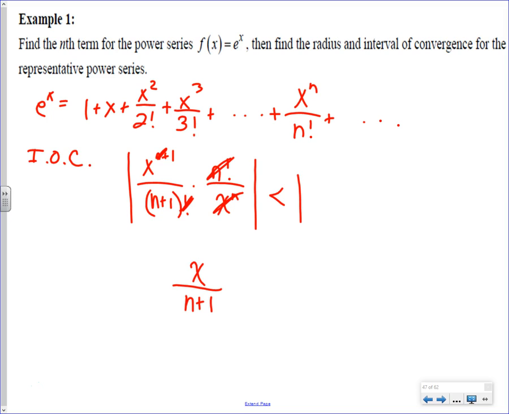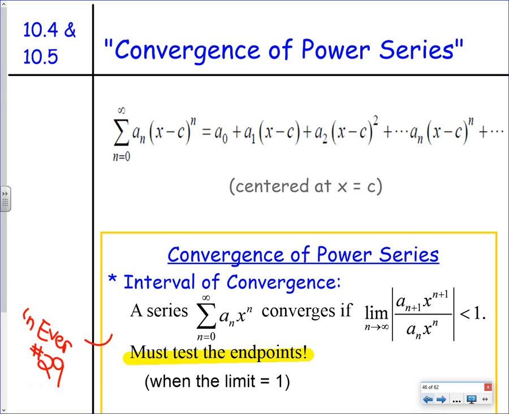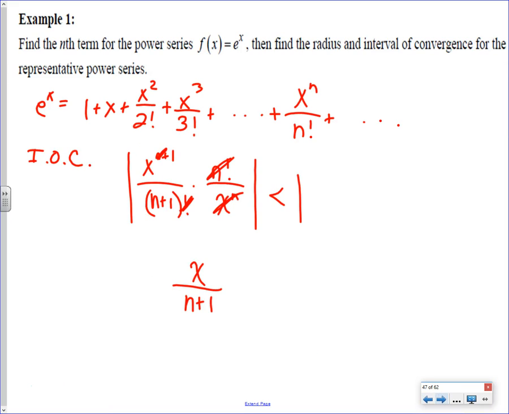What am I missing? The other side, -1? What am I missing? Yeah, the limit. Didn't I teach you guys to always write the limit? I teach it to you because I forget it too sometimes.